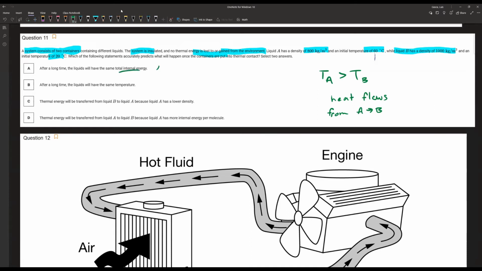Well, we have learned that U, the internal energy, there's no change here. But U is proportional to, we could give you the equation, but here the important thing is just recognize that it's proportional to the temperature. So this heat is going to flow from A to B until the temperature at A equals the temperature at B. So after a long enough time, the liquids are going to have the same temperature. And since the internal energy depends on the temperature, well, then they're going to have the same internal energy.